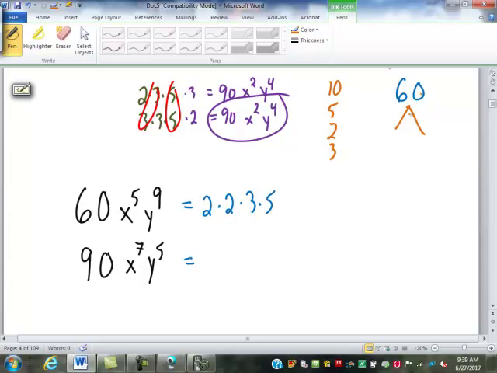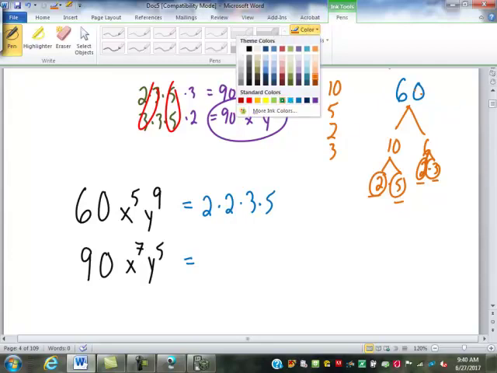So I look at that. That ends in a 0, so I know it divides by 10. 60 divided by 10 is 6. That's what's left over. Those are not prime, so I can split them down. 10 is just 2 times 5. Those are both prime. 6 is 2 times 3. Those are both prime. So 2, 2, 3, 5.